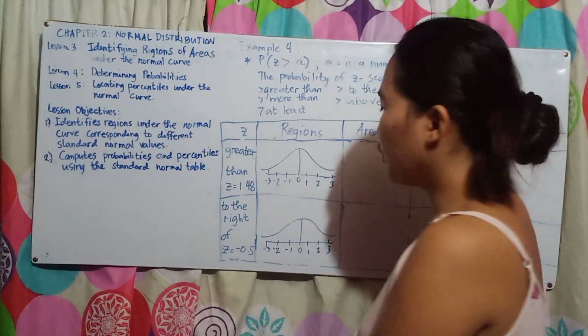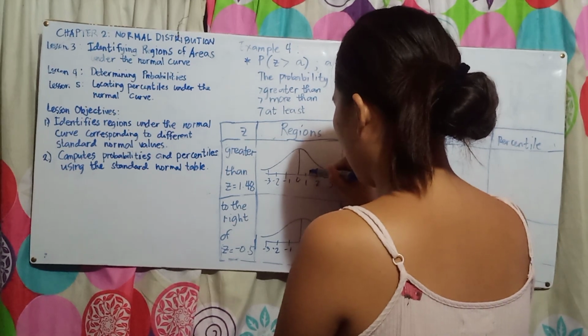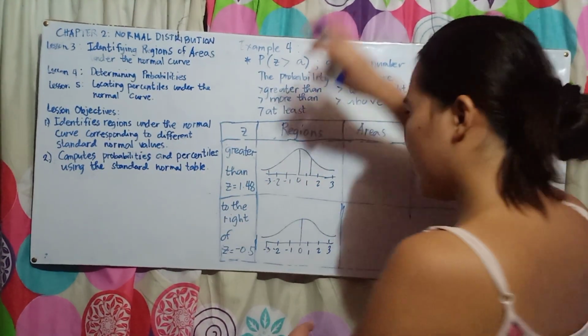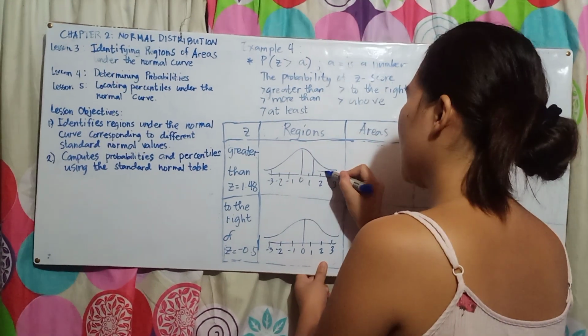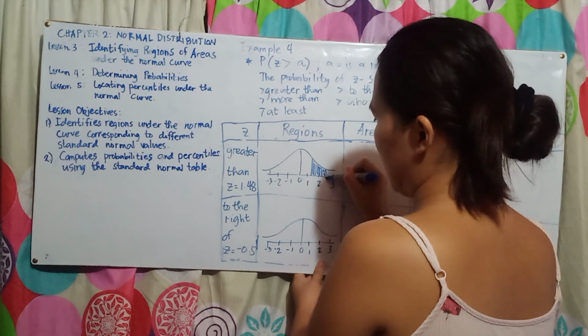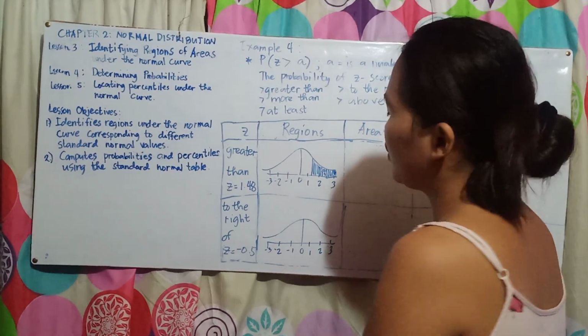So, positive 1.48, possible diri. So, since greater than, padulong na siya diri sa pikas. Padulong na diri ang shaded portion. So, dili na parehas atong example 2 and example 3.